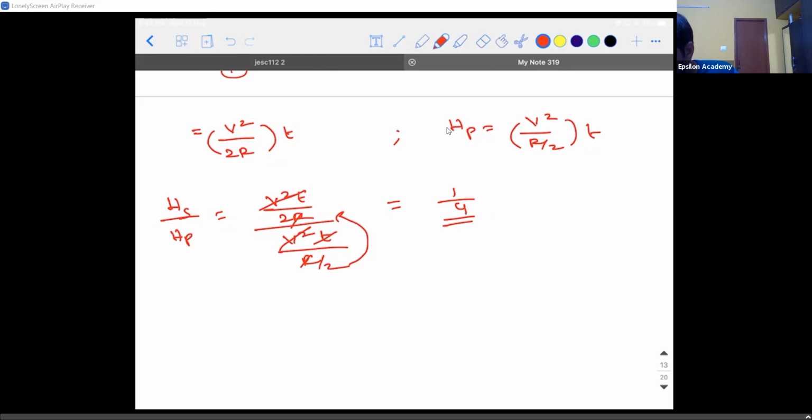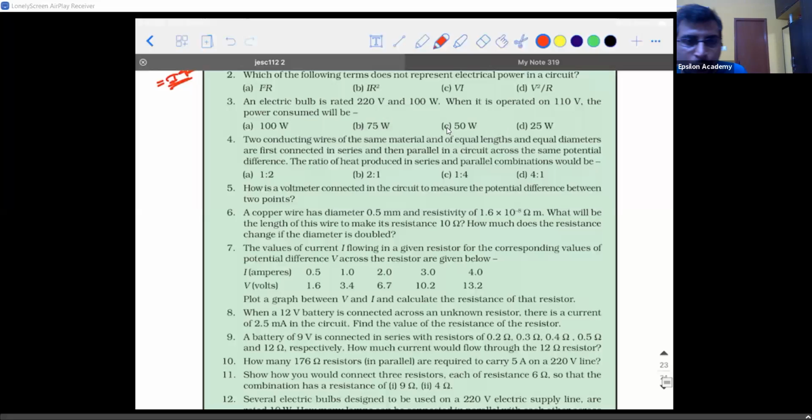Moving on to the next one. Is the space okay, or can I go a little fast or slow? Which one do you prefer? Can I go a little fast? Or is this okay? Guys, answer some. This is okay? Okay, then I'll go like this.